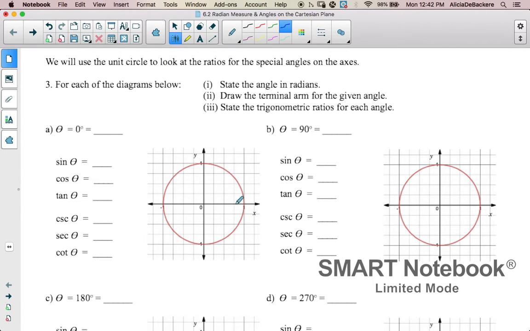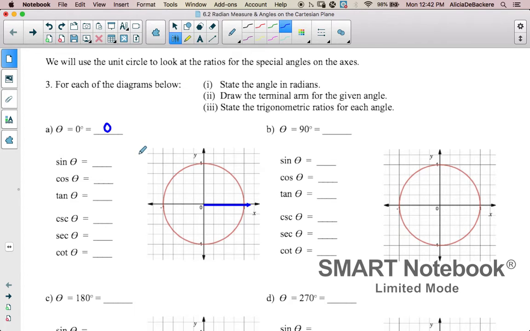So first we've got here theta is 0 degrees, and 0 degrees in radians is still 0. Oh, sorry, wrong tool. So 0 degrees is 0 radians. And then I'm going to draw in my terminal arm. And my terminal arm here is just along the x-axis. You can put the arrow on the end, but you don't need it. And then I'll go back to my pen tool.